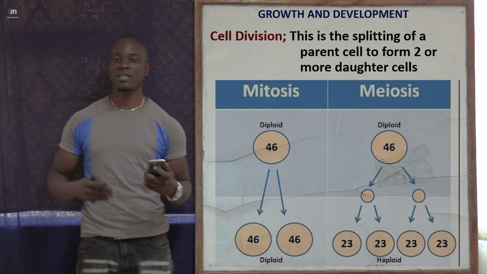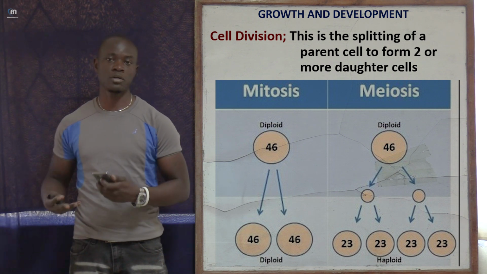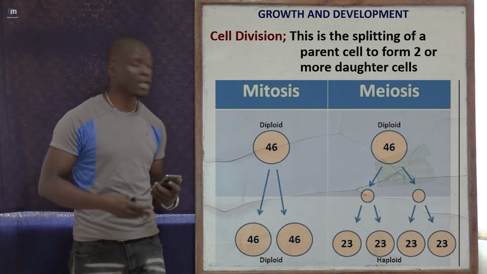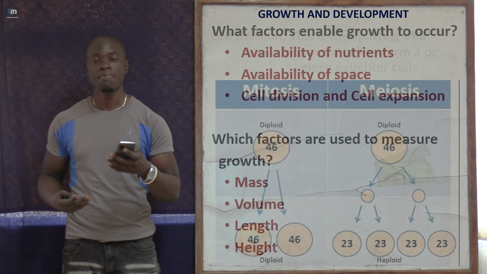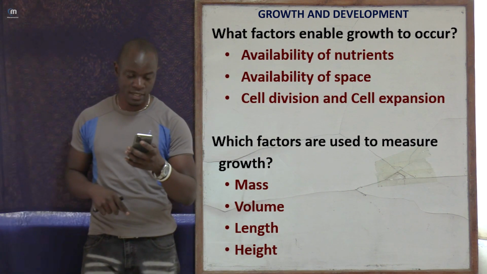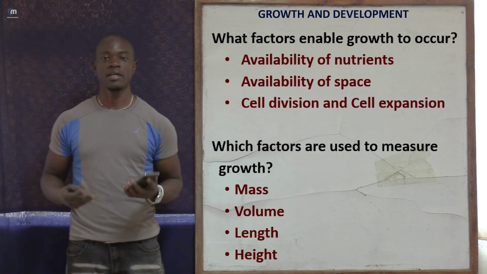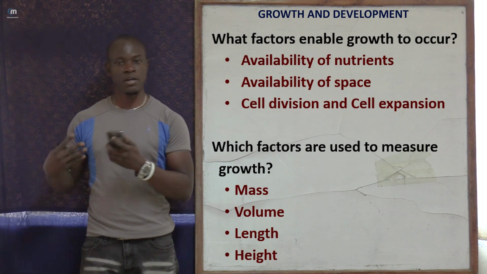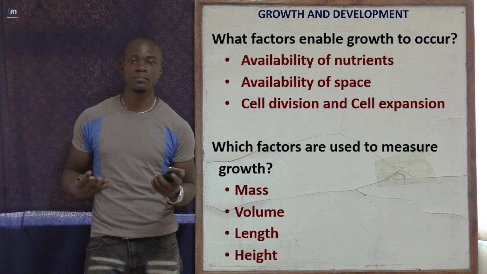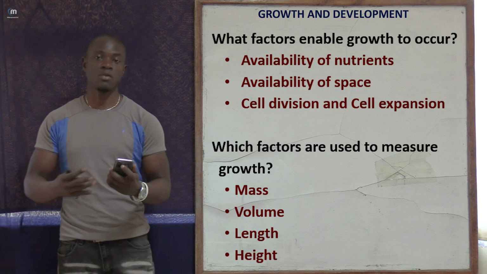Please check the previous videos where we did reproduction, so you can be well acquainted with what we studied previously. Let's go now to the next question. It's asking, what factors enable growth to occur? What are these factors, in the environment and within the organism, that enable growth in an organism to occur?